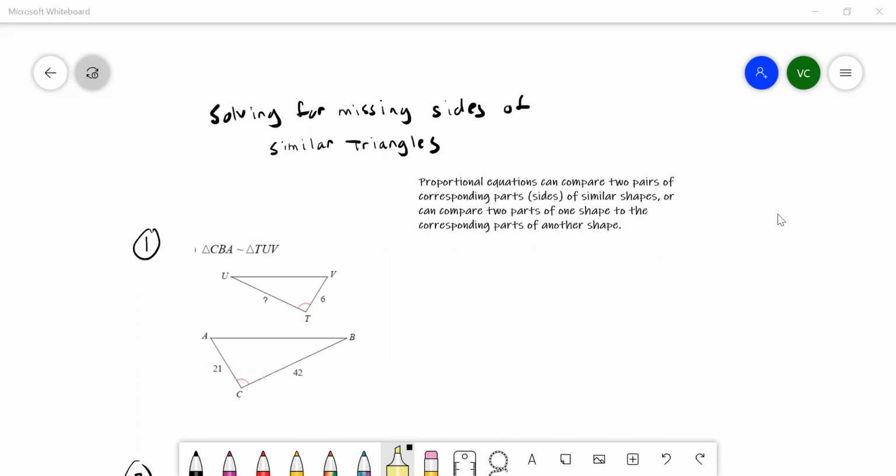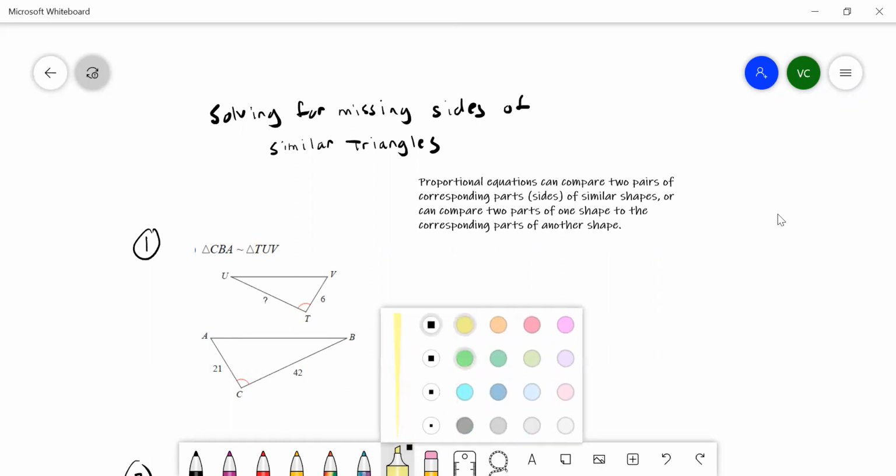It says triangle CBA is similar to triangle TUV. The first thing that I want to show you is that the letters tell us which sides correspond. They tell us they're similar because they have that squiggly in the middle.